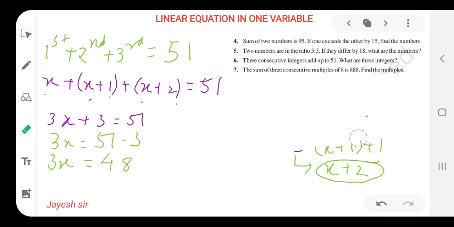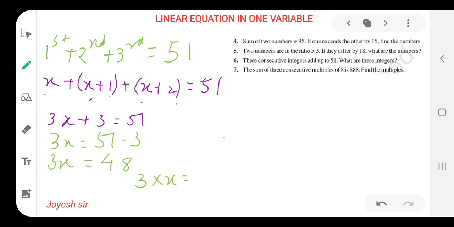Yes, friends. Now what we have to do? We all know 3x, there is no sign between 3 and x, so it is a multiplication sign. 3 multiplied by x equals 48. So the value of x would be 48 by 3. What is the value of x, friends? 16. Yes, I hope you all might be getting it. Now the value of x is 16.